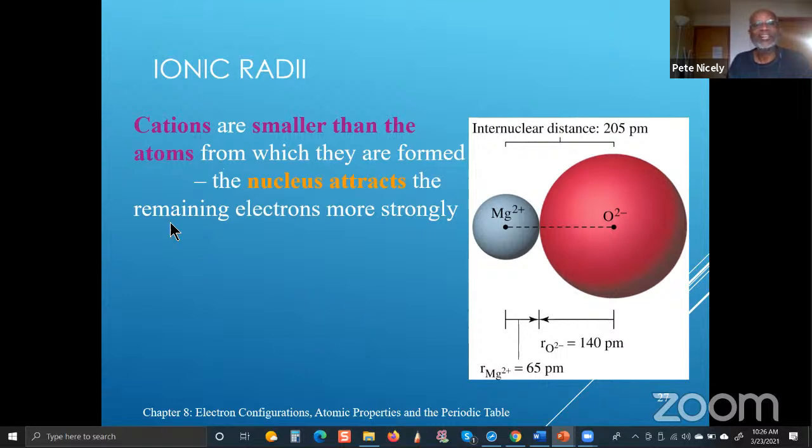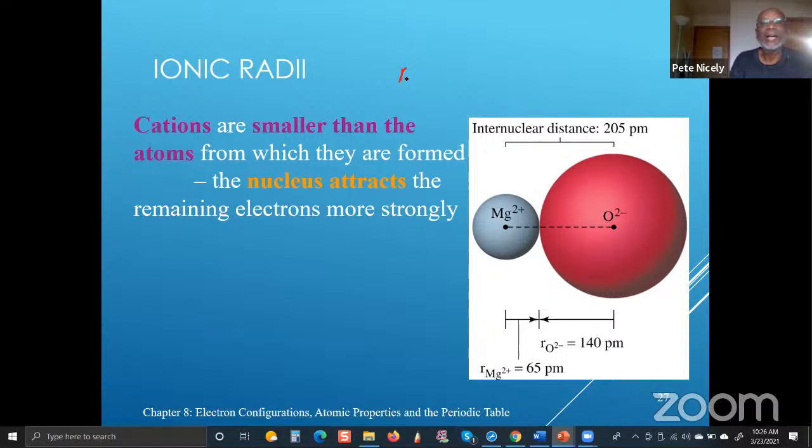And we can explain that because when a cation is formed from an atom, that results from the atom losing electrons, and therefore the positively charged nucleus will attract the remaining electrons more strongly, right? And therefore pull the electrons closer to the nucleus, and therefore the size of the resulting cation would be smaller compared to the size of the atom from which it is formed.